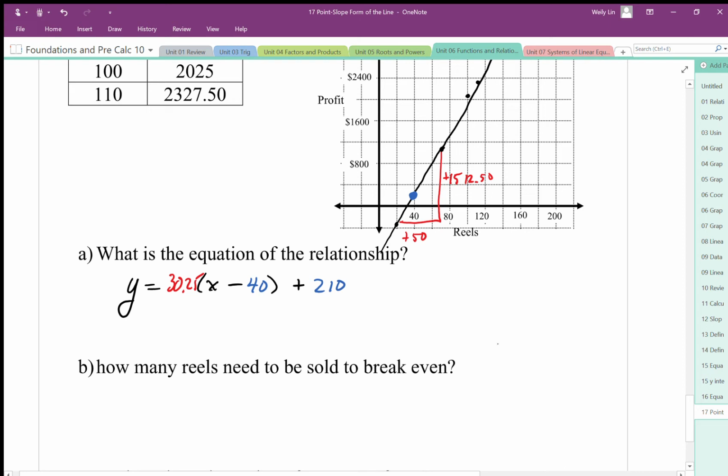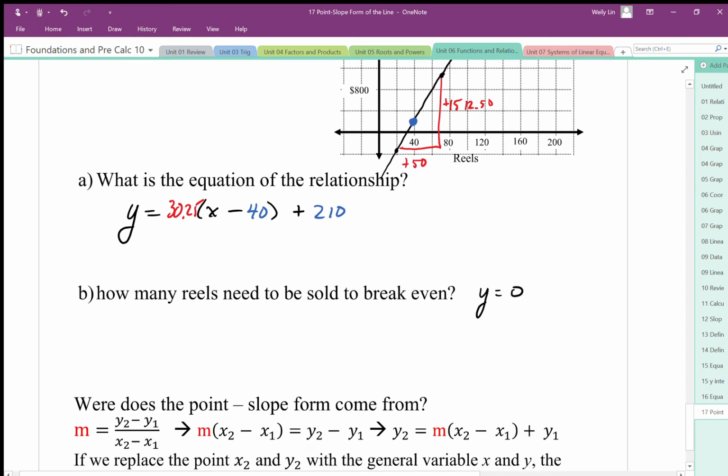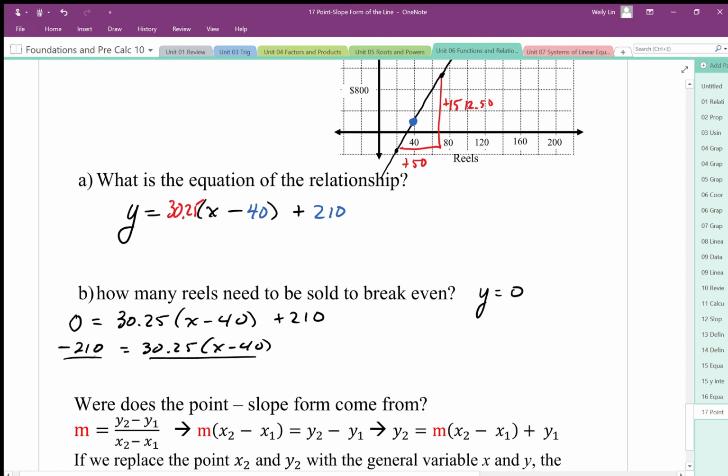It says, how many reels need to be sold to break even? Break even means that y equals 0. My cost or my profit is equal to 0. So plugging this in, I get y equals 0, and I want to know how many reels, or x. I can just solve this equation. I end up with negative 210 is equal to 30.25 times x minus 40. Divide both sides by 30.25. You can expand the brackets if you like, but I'm just going to do this.